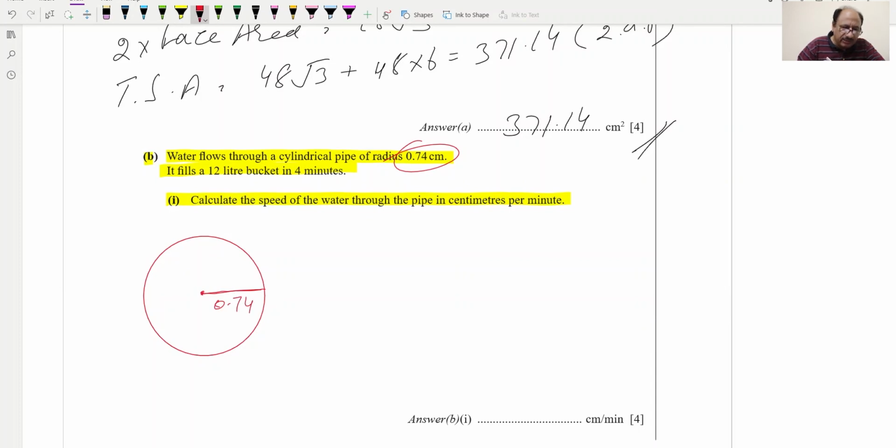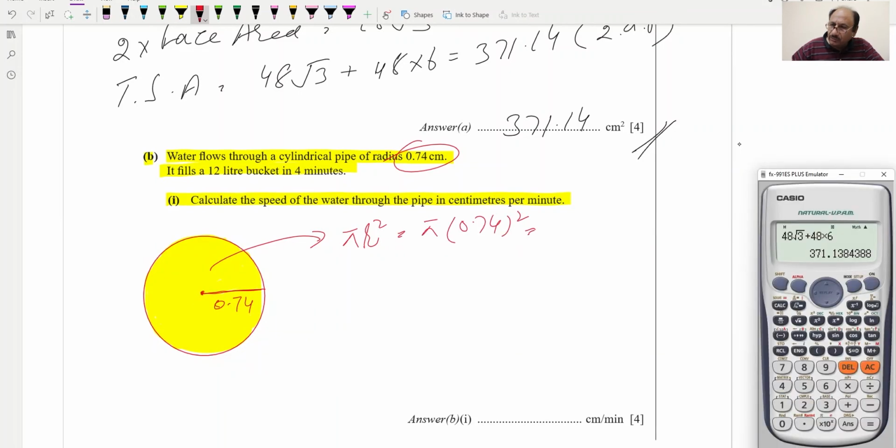0.74 centimeters, and area will be what? This area of the circle will be pi r squared, and with pi r squared we can calculate the area, which is equal to pi into 0.74 squared. This will be equal to pi multiplied by 0.74 squared, which is 1.72.